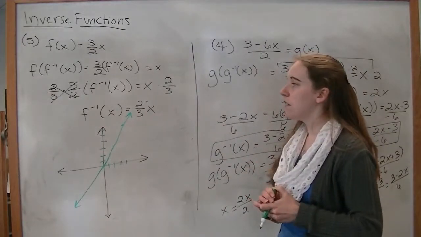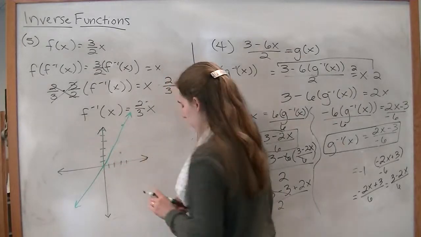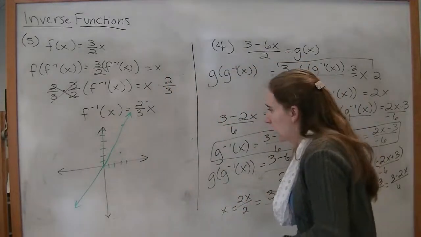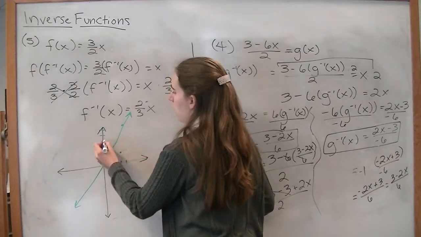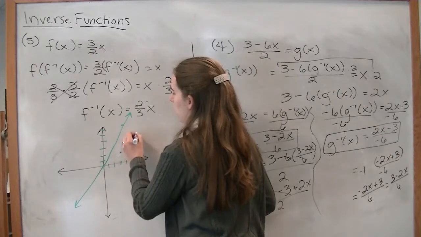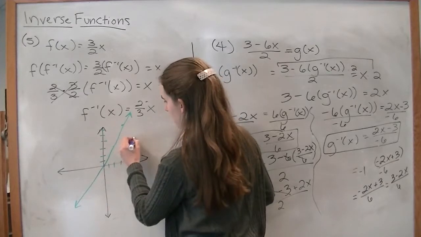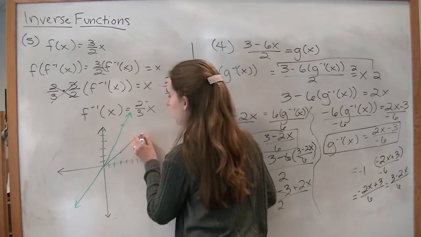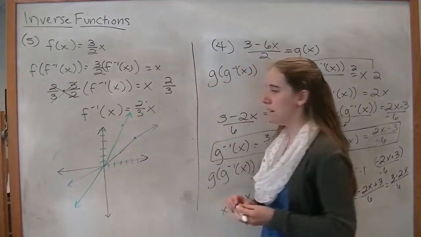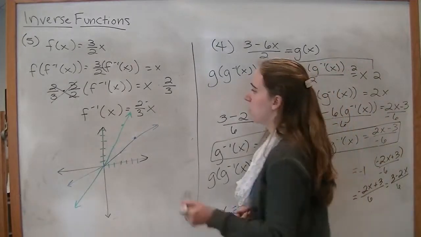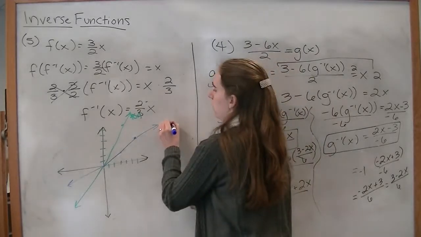Then we have a line through the origin with slope 2/3. So we're going to go up 2 over 3. Let's do it in a different color. So up 2 over 3. Can do that again. Up 2 over 3. So excuse my imperfect line drawing here, but we get the idea that it's going to be a line that looks sort of like that. So here we have f of x, here we have f inverse of x.